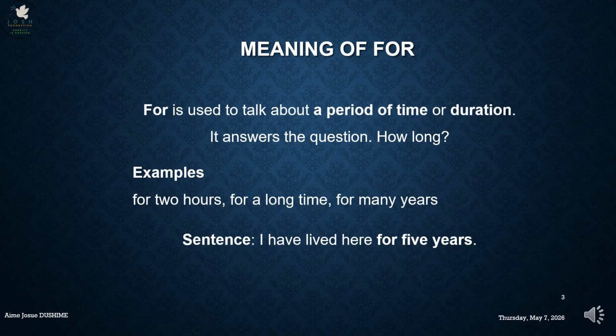For is used to talk about a period of time or duration. When you want to talk about a period of time or a duration, you should use for. It answers the question of how long. For example, I can say, how long have you been here? Then you answer, for 2 hours.